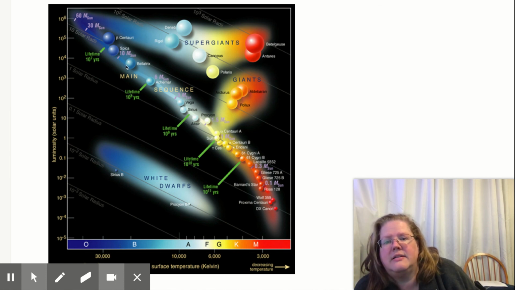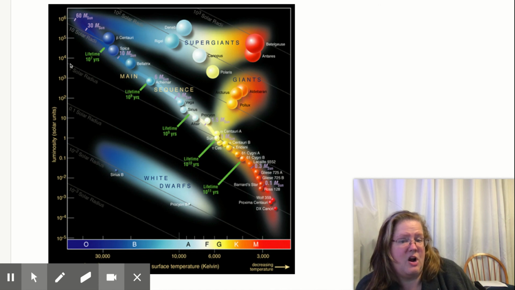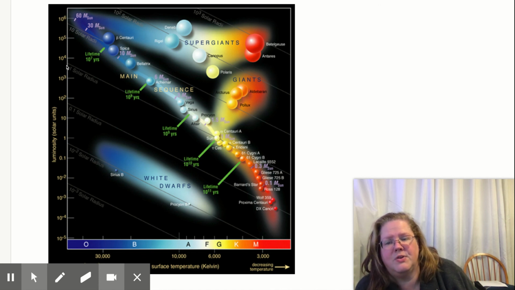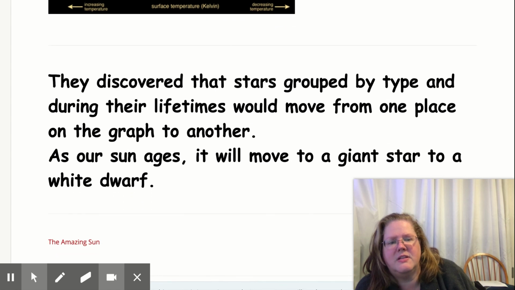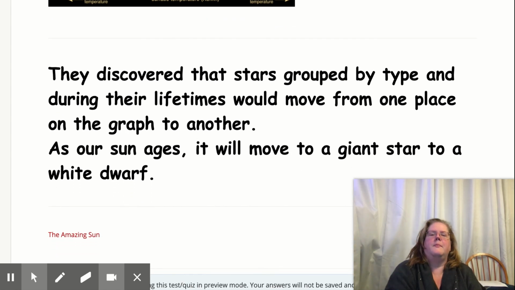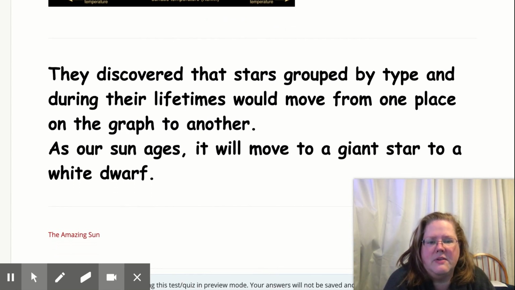And if I look at Betelgeuse, I go over, its magnitude is almost 10 to the fourth brighter than our star. Again, I would just ask you roughly, is it between 10 to the third or 10 to the fourth? And remember, we just tack on some zeros to figure that out. So they discovered that the stars are grouped by type during their lifetimes and move from one place to another on the graph. As our sun ages, it moves to a giant star and then a white dwarf. That's our life cycle of our sun.